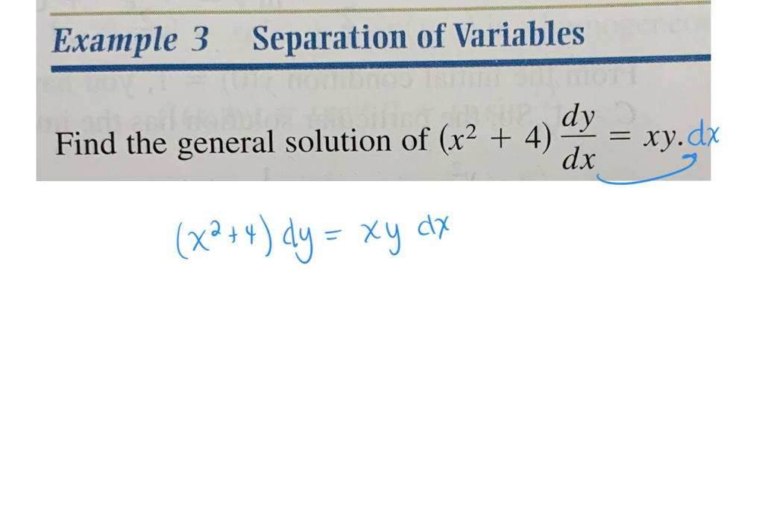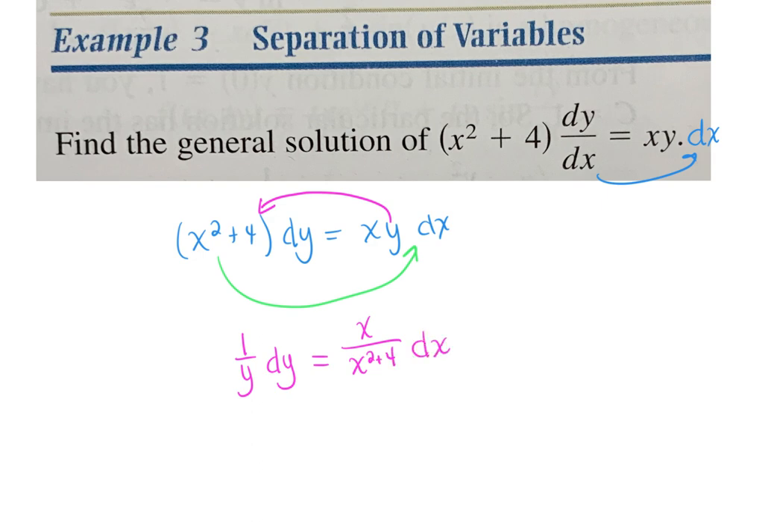I need my x's with my dx, I need my y's with my dy. All right, so I am going to divide this guy over, and then I'm going to also divide that y over, right? So on the left-hand side, I have 1 over y dy, and on the right-hand side, I have x over x squared plus 4 dx, right? That's how I would separate those variables.